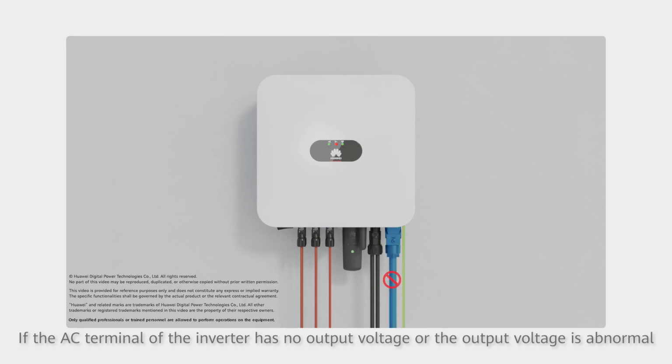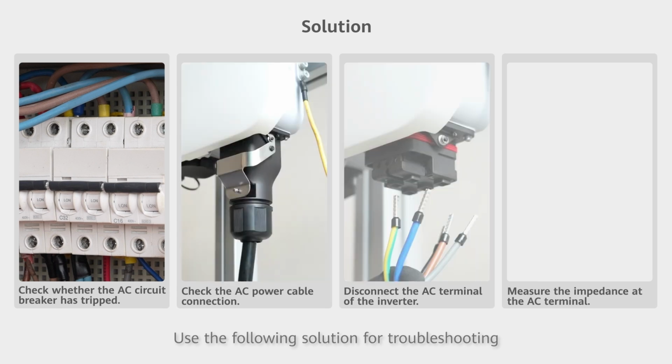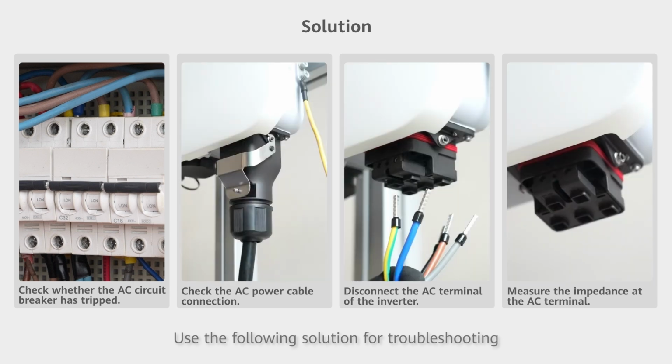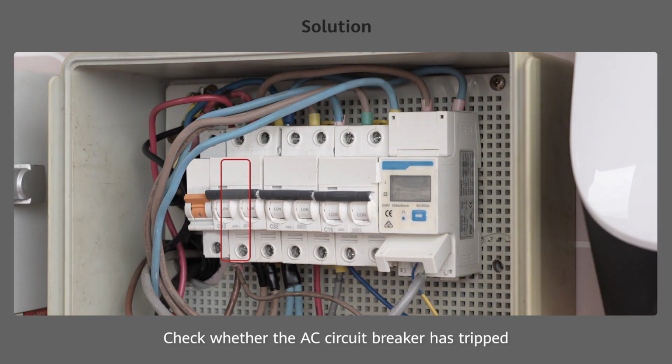If the AC terminal of the inverter has no output voltage or the output voltage is abnormal, use the following solution for troubleshooting. Check whether the AC circuit breaker has tripped.